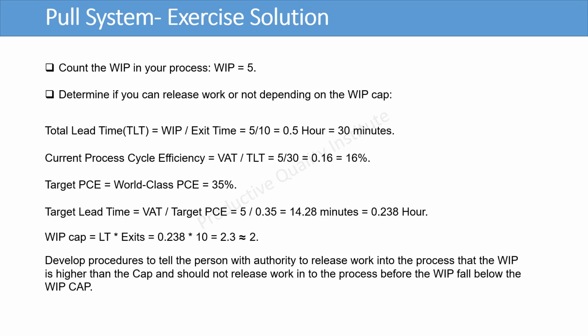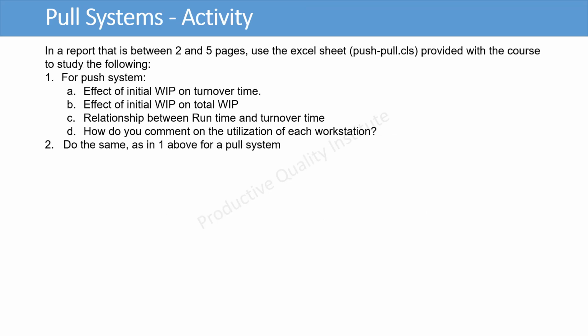Develop procedures to tell the person with authority to release work into the process that the WIP is higher than the cap, and they should not release work into the process before the WIP falls below the WIP cap. Please perform the activity and send your outputs by email for assessment.